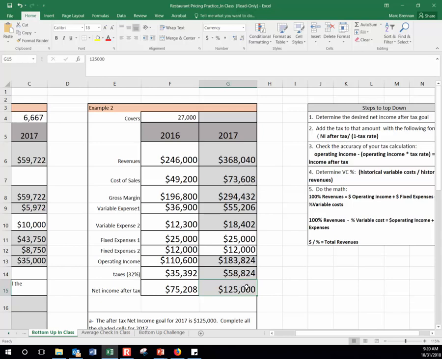In order to reach this goal with these fixed costs, and if my variable cost percentages are consistent and stay the same, to make this type of profit I need to have $368,000 worth of sales. And that's how to communicate that. So in order to make my profit goal, my net income goal after tax, I need to make this much in revenue. That's what you need to really understand, the connection from one point to the other.